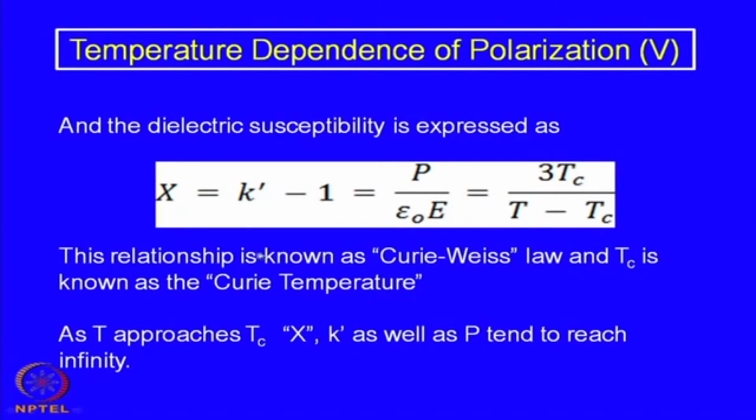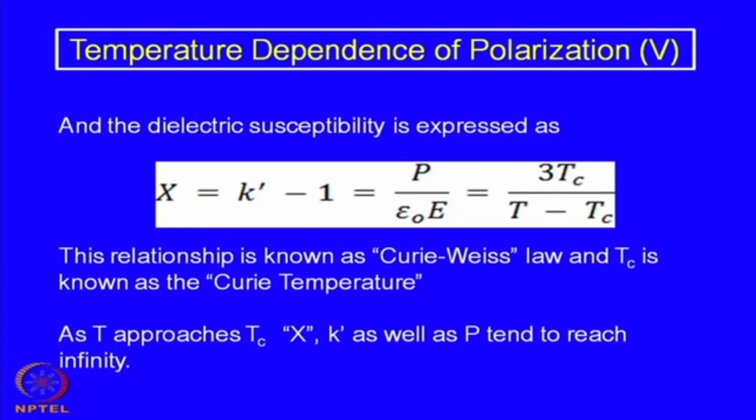So, this is another very important characteristic of ferroelectric material. All ferroelectric material follows Curie-Weiss law and also has a critical temperature known as the Curie temperature. As T approaches T c, chi, K prime, the dielectric constant, as well as polarization tend to reach infinity. So, this is a very important characteristic which arises from the Curie-Weiss law, and all ferroelectric material follows this particular law.